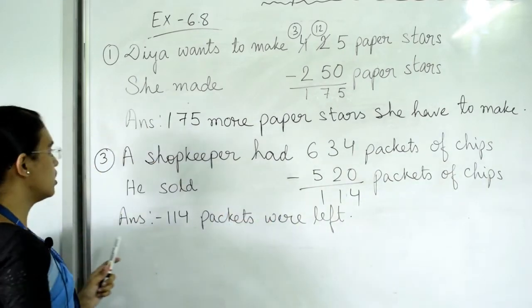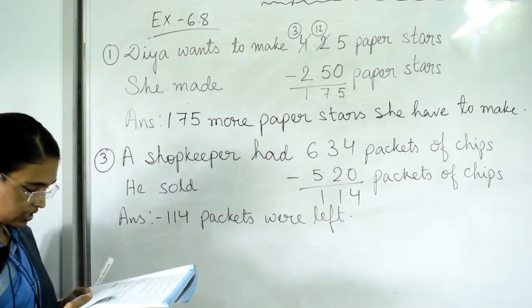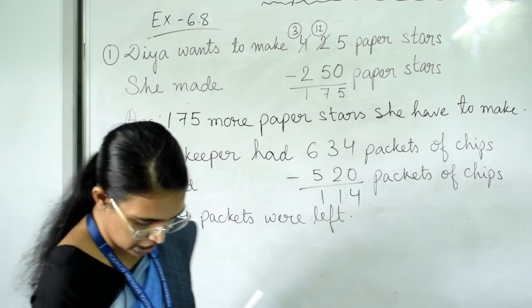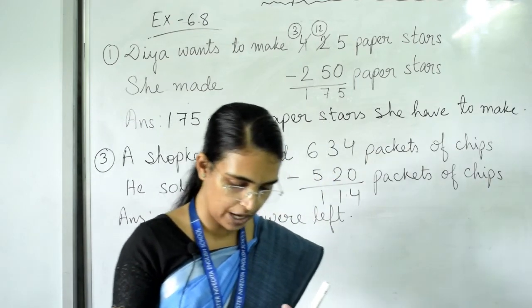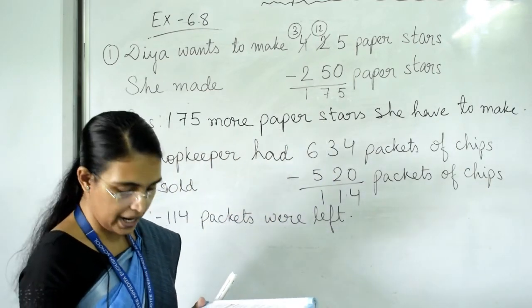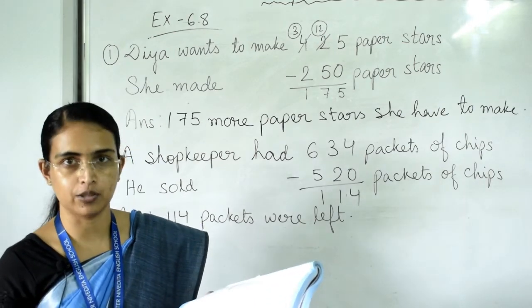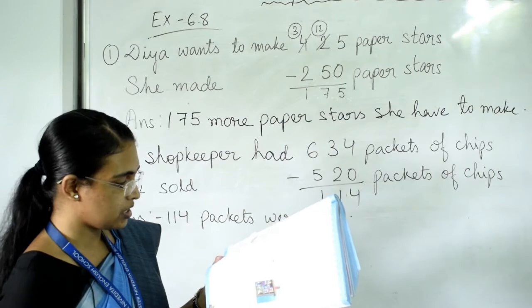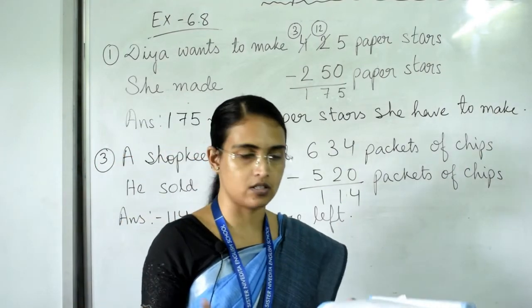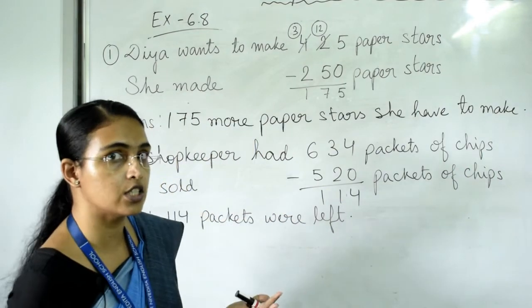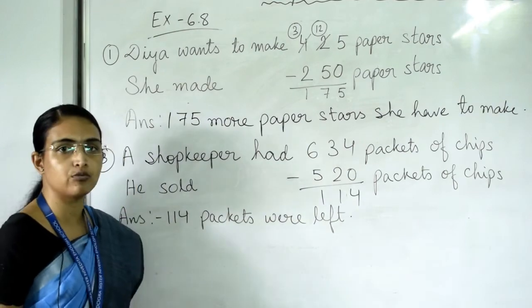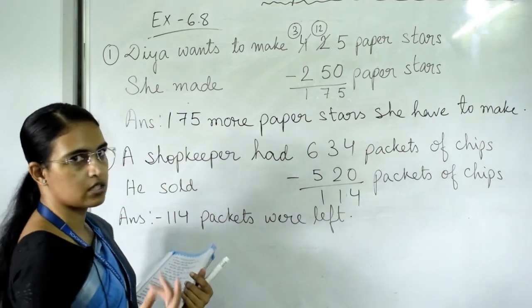Question number 3. A shopkeeper had 634 packets of chips. Out of these packets he sold 520. How many packets were left? So a shopkeeper has 634 packets of chips. From that he sold 520 packets of chips. So how many packets does that shopkeeper have left with him? So this is a subtraction.